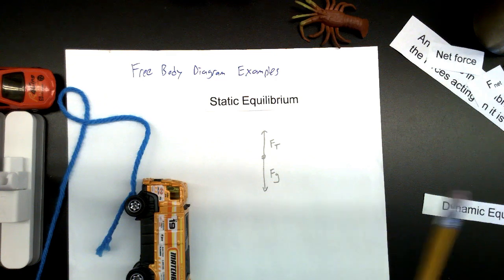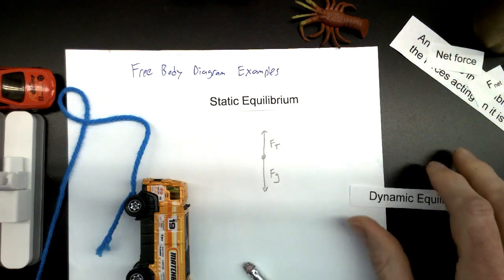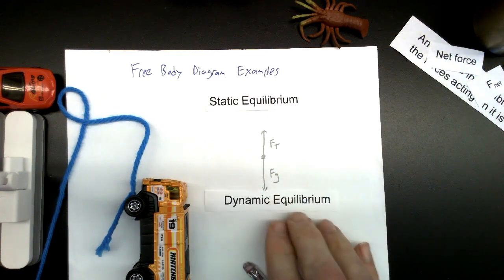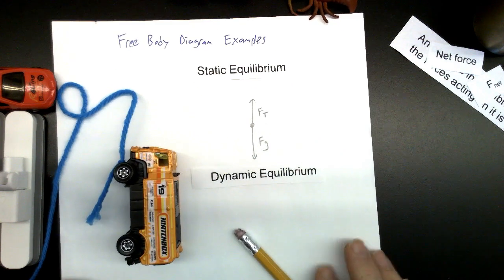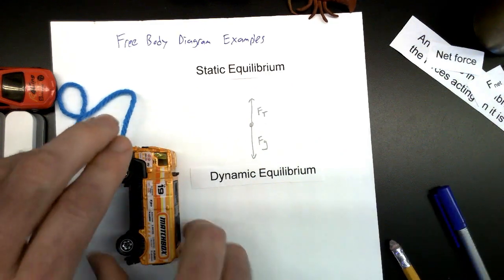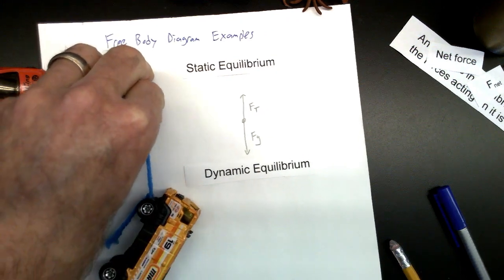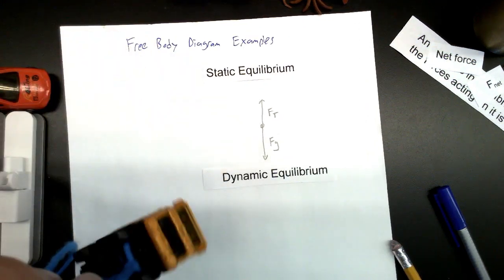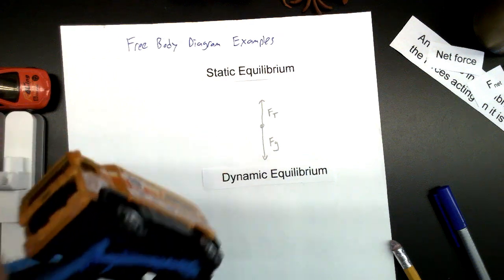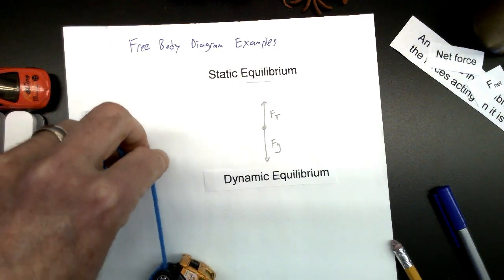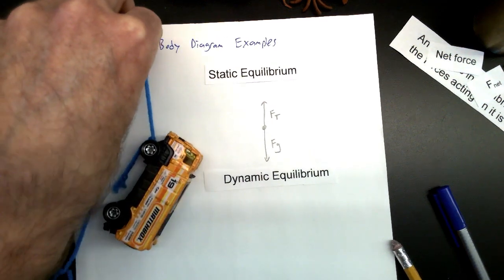Let's switch this and let's make it have dynamic equilibrium. So what should we do there? Let's say that instead of the truck just dangling, we're pulling the truck up at a constant speed. So it's hanging in the air still, but this time it's moving up. We're lifting the truck, pulling it up, moving it at a constant speed.